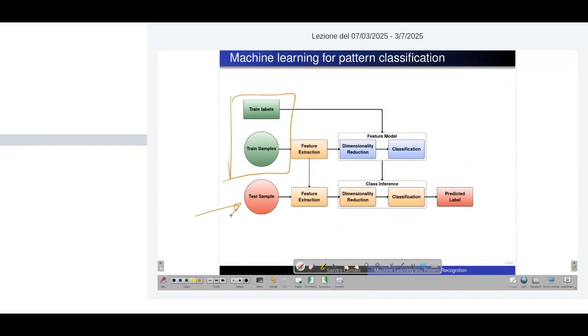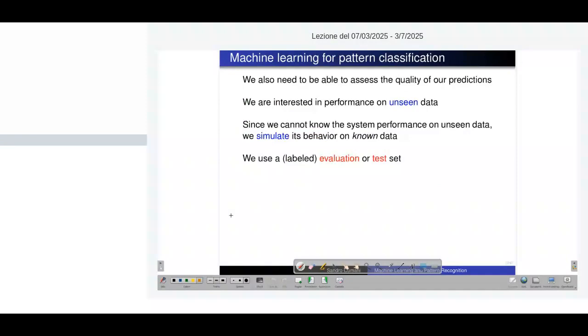While when we refer to test sample, we refer typically to the samples that we want to classify. Now, one last thing that we will analyze, we said we will analyze how to build this classifier. The other thing that is important when we do this kind of things is once we have built a classifier, we need to understand whether what we built is actually useful or not. Our classifier may be inaccurate. Our classifier may not provide good results.